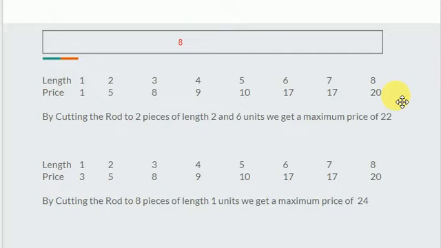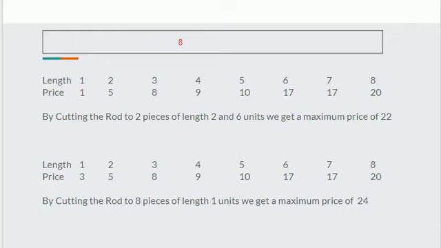So if I cut the rod of 1 unit and sell that rod, I will get 1 rupee. After cutting the rod of 1 unit, I will be left over with 7 units. If I sell that 7 units rod, I will get 17 rupees. So by selling the 8 units length rod this way, I will get 1 plus 17, 18 rupees. This is how you have to cut the rod and you have to maximize the outcome. So that is the question.